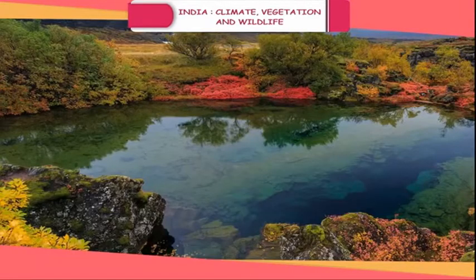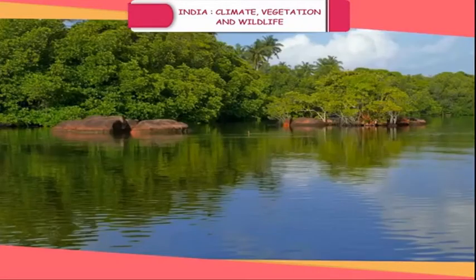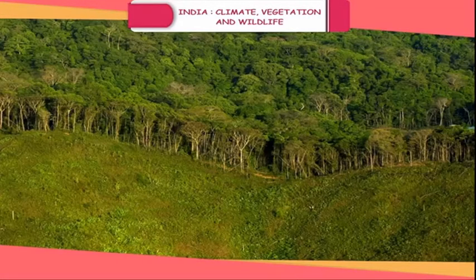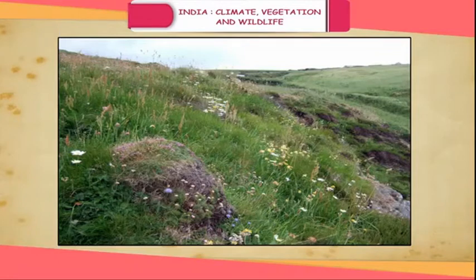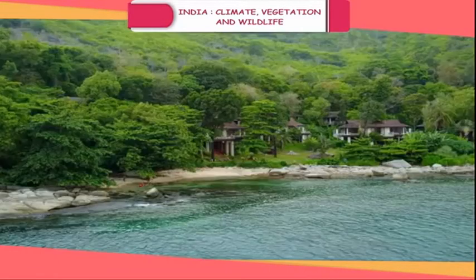The vegetation cover of a place is a mirror of its climate. Apart from climate, another factor that influences natural vegetation cover is the relief of the land. Therefore, vegetation varies with relief and climate. Due to varied climatic conditions, India has a varied range of natural vegetation.